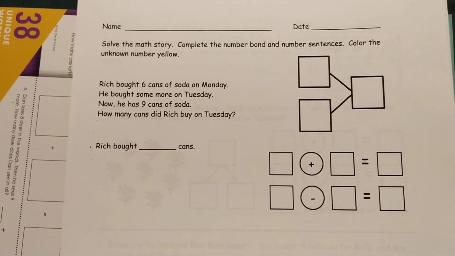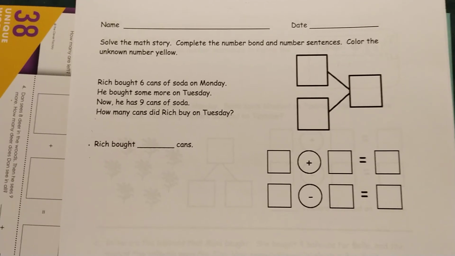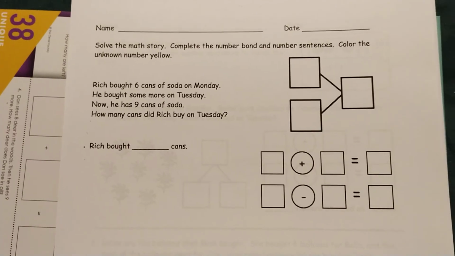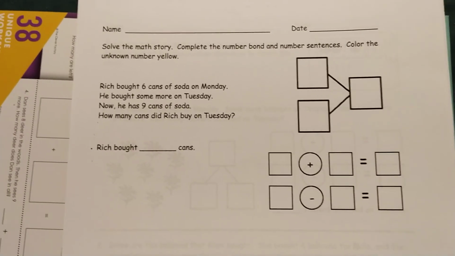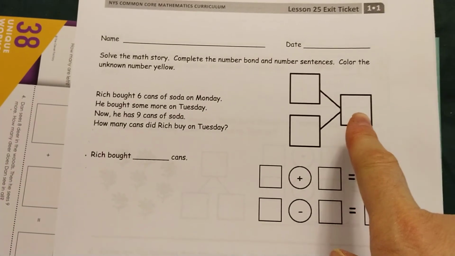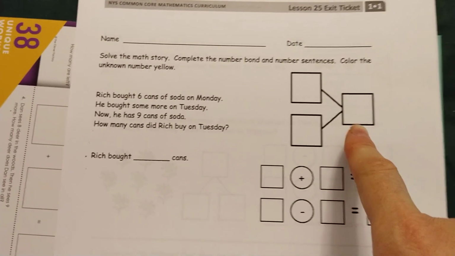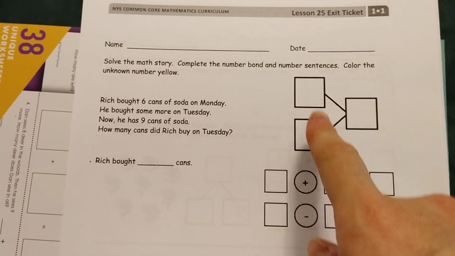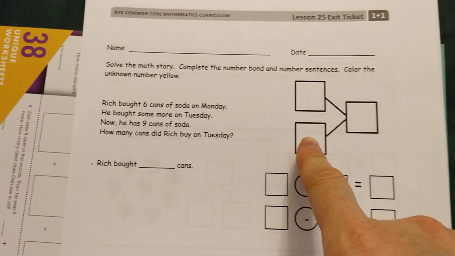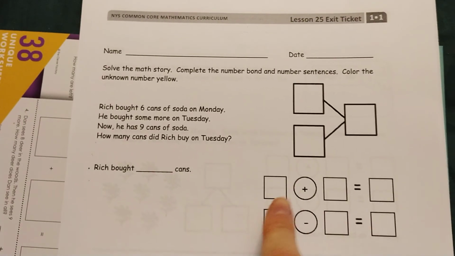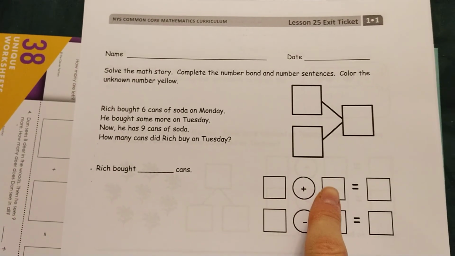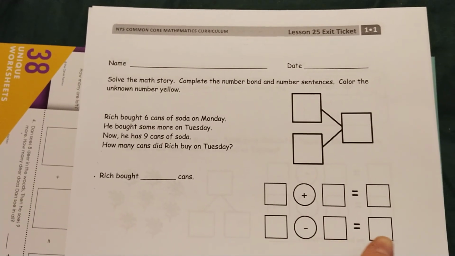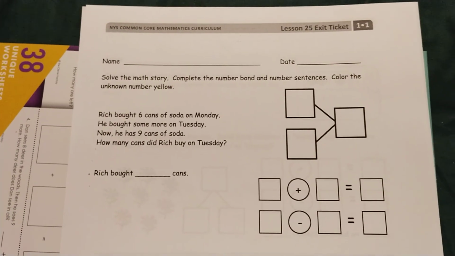So we know he started with 6, and then we know he bought some more, but we don't know how much more he bought. But he ended up with 9. So we know that 9 is going to be the total or the whole, and we know that 6 is going to be one of the parts. So our job is to solve for the missing part. And then we can write a number sentence with addition and also a number sentence with subtraction to solve for the unknown part.